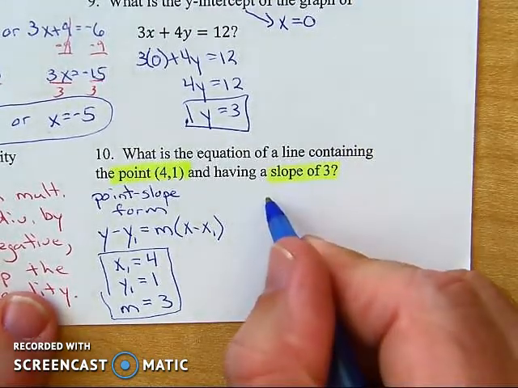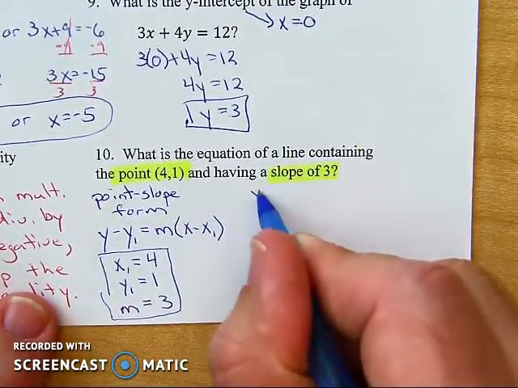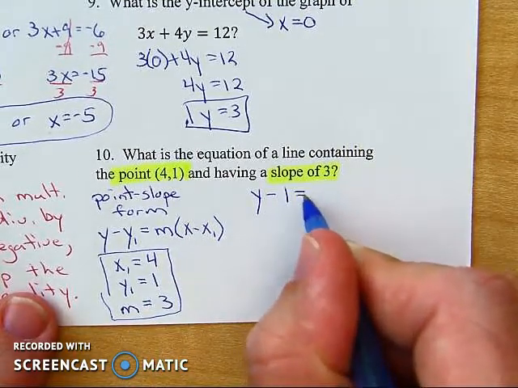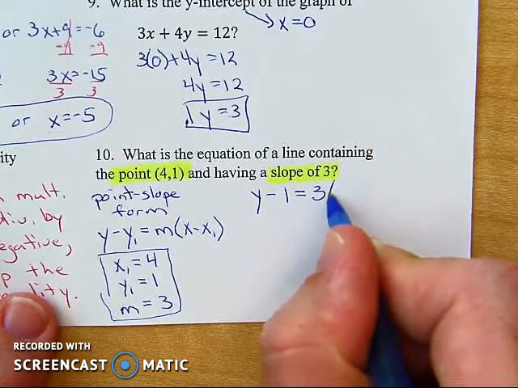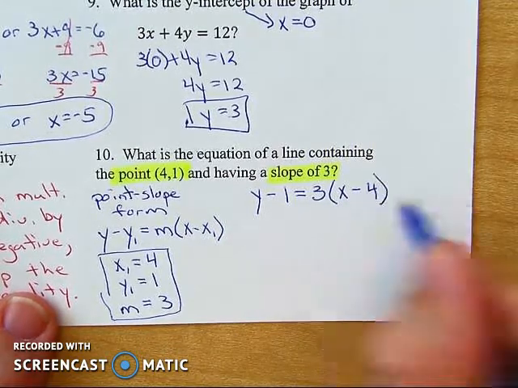All right. So I'm going to go ahead and plug them in. Here's the formula right here. So I'm just going to kind of go along. y minus y sub 1, well, I wrote right there, that's a 1. It's equal to slope was a 3. And then we have x minus x sub 1 was a 4.